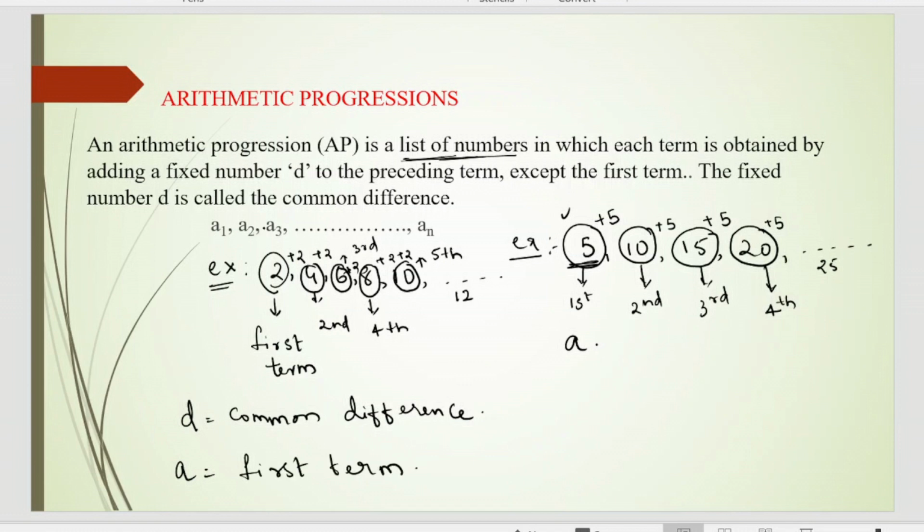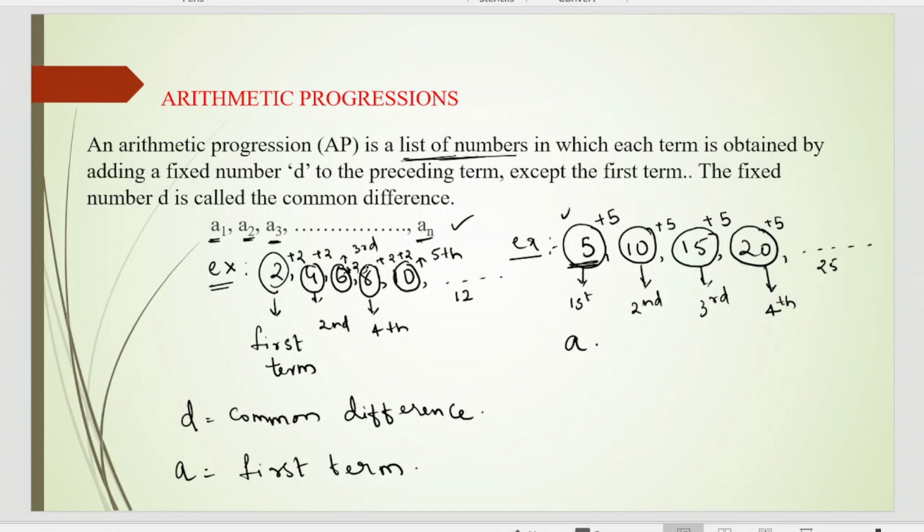So A1, A2, A3, and so on to AN. This will be the list of an AP. This is how the AP looks. Clear? A1 is the first term, A2 is the second term, A3 is the third term, and AN is the nth term of the AP.